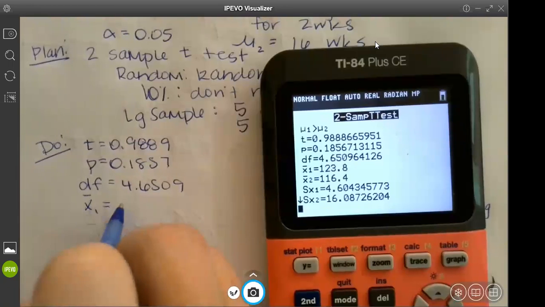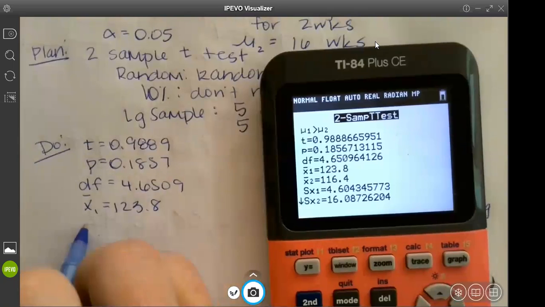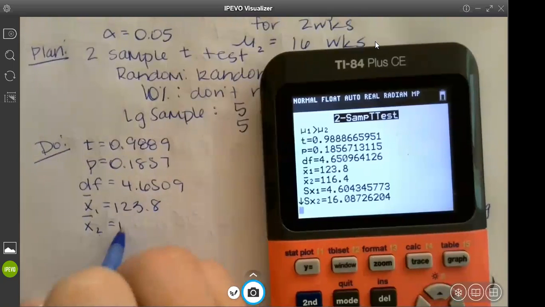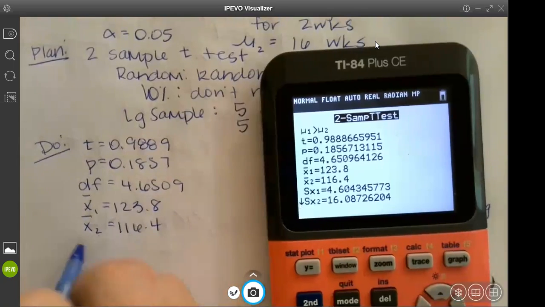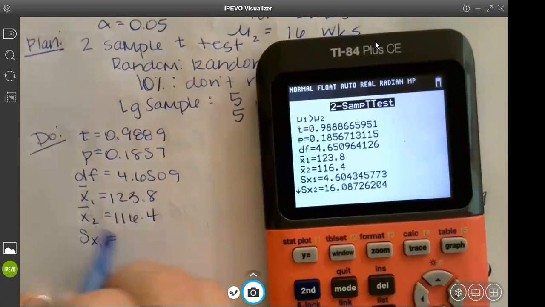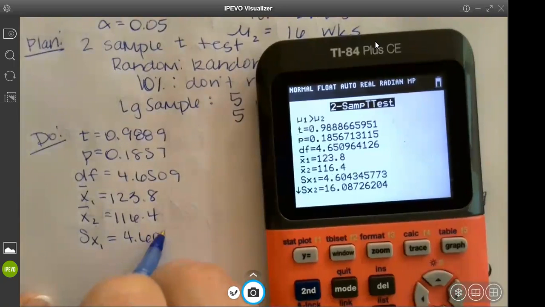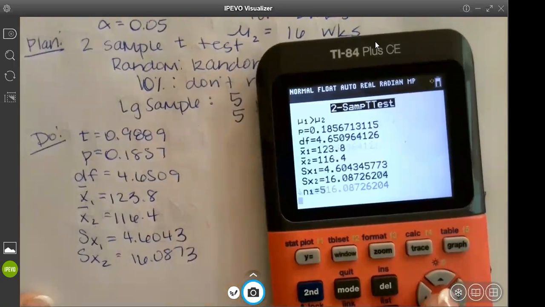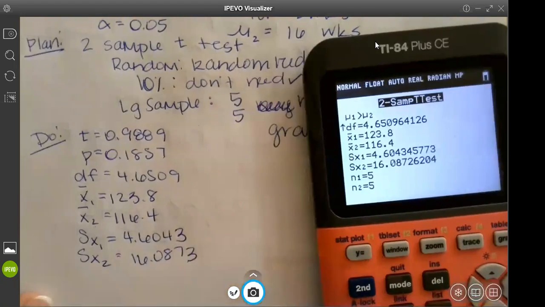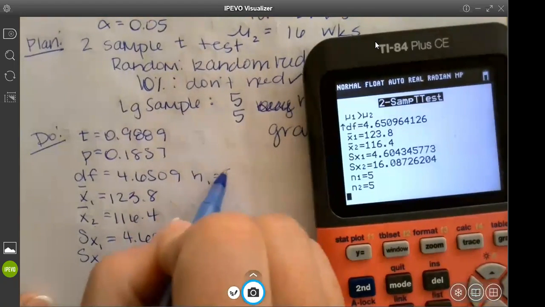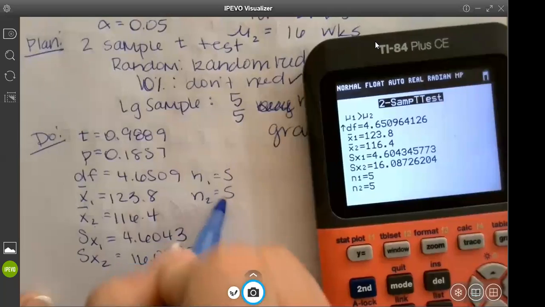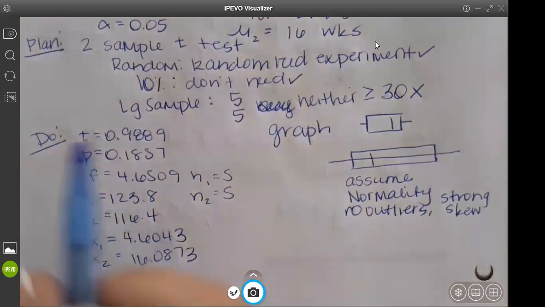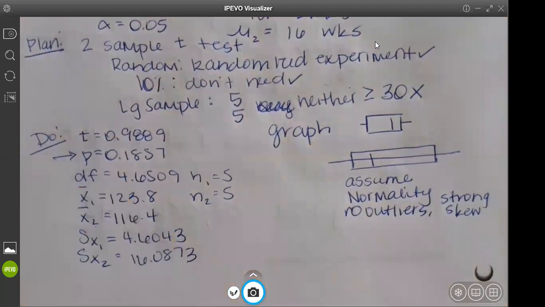X bar 1 is 123.8. X bar 2 is 116.4. S sub X of 1 is 4.6043, and of 2 is 16.0873. And there's your N1 was 5 and N2 was 5. The biggest thing that we need out of here is our p-value.